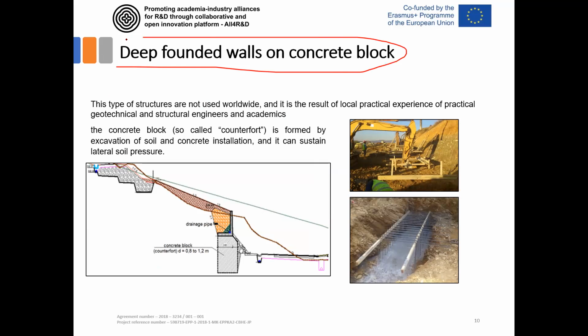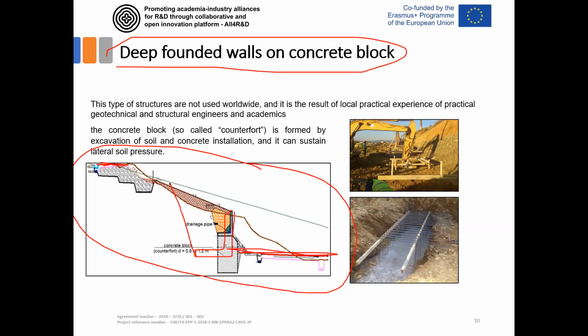Here are some additional details of these deep founded walls on concrete blocks. Here is how it looks in a cross section. This is a typical cross section where a highway route passes here, and up above is some local road. If you want to build a retaining wall that is founded here, it would be a really too high wall, over 10 meters high. You would need to do excavations here like this. It would enter this expropriation area. It would definitely not be possible to prepare this solution.